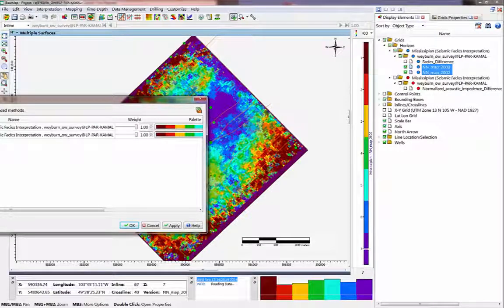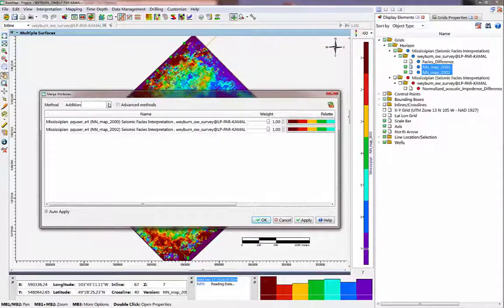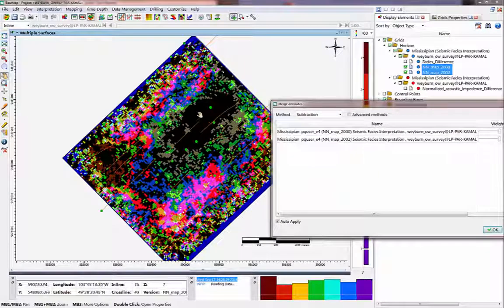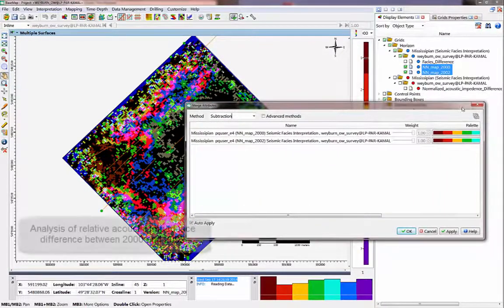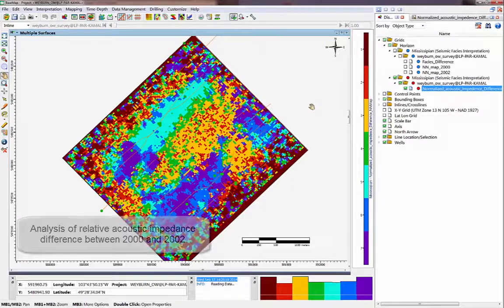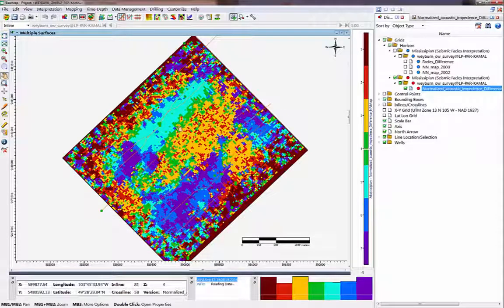What we see here by subtracting the Facies maps is that the area in the middle that corresponds to the reservoir doesn't change, and the injectors in the north have had a huge impact on the interval of interest. If we perform a trace shape classification based on relative acoustic impedance difference between 2002 and 2000, we see that the injectors in the north had a huge impact, however the ones in the south don't.